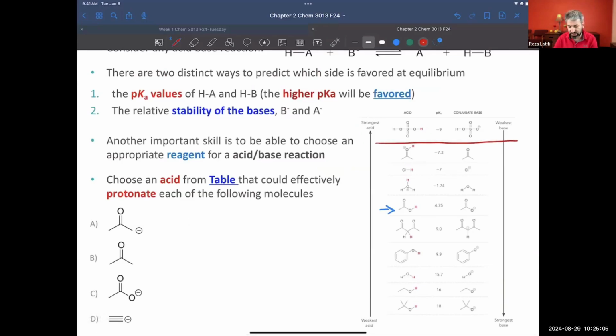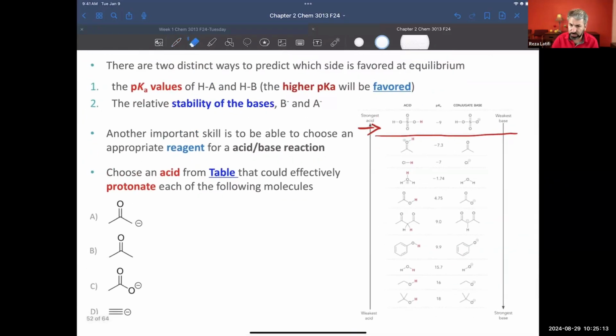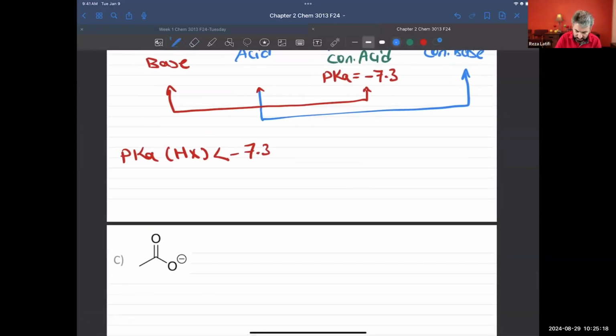It will be sulfuric acid, and this is going to be the correct answer for it. Okay, so the only acid that we can use will be sulfuric acid because it has a pKa of -9. So our acid HX will be H2SO4, which has a pKa of -9.